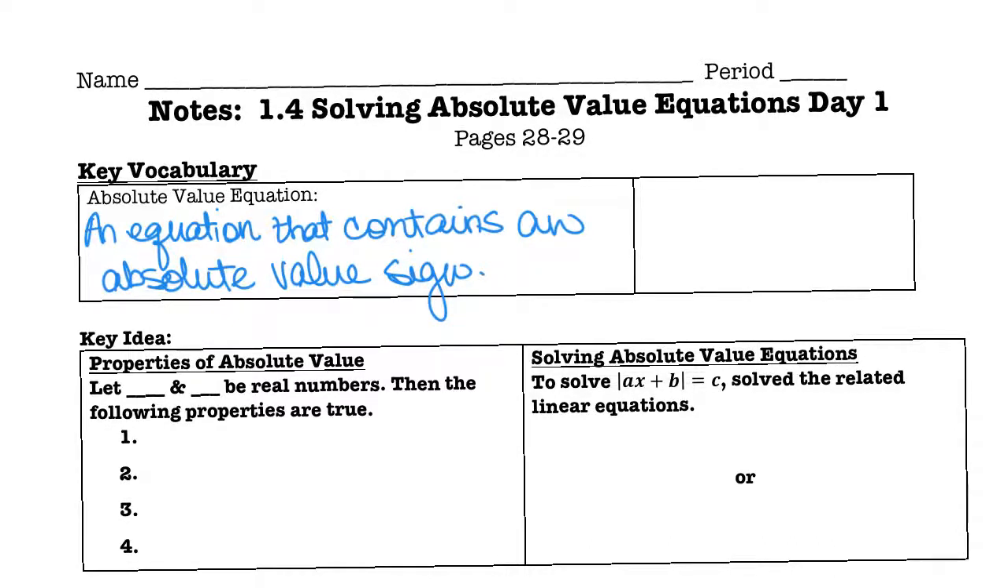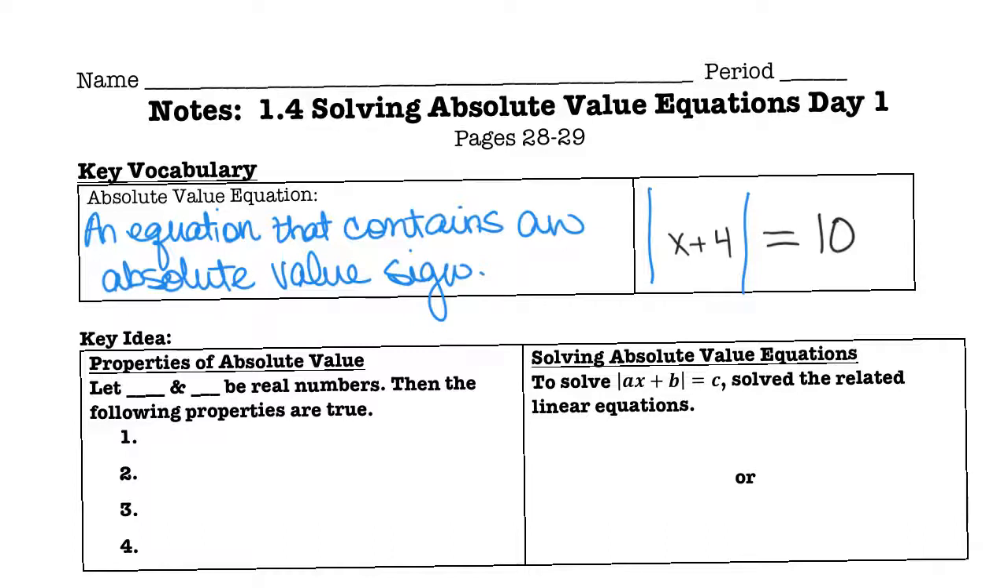These are notes for section 1.4, solving absolute value equations, day 1. An absolute value equation is an equation that contains an absolute value sign. So if we have an equation, on one side of the equation, or possibly both, you must have an absolute value sign. And inside we can just put x plus 4, for example, equals 10.